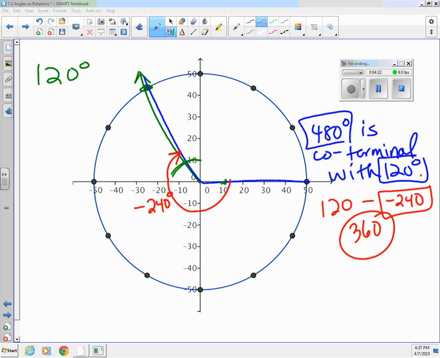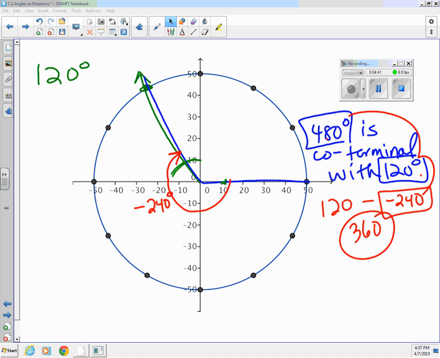And you could keep doing this. You could keep adding and subtracting multiples of 360 to go around and around and end up at the same spot. It's sort of like if you watch Wheel of Fortune. It doesn't matter how many times the wheel goes around. If it lands on bankrupt, you're going to be bankrupt. So that's the idea of coterminal angles. The coterminal angles end up in the same spot.